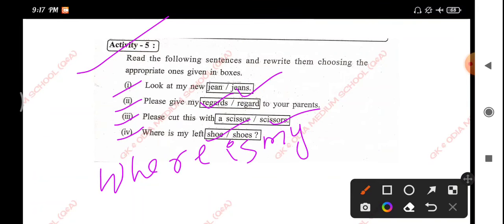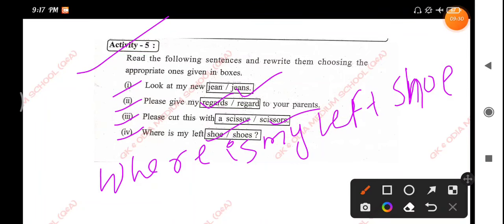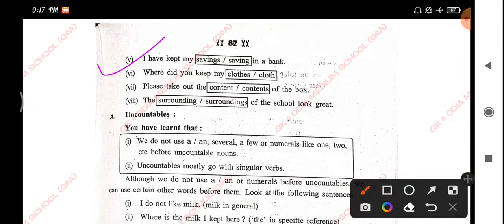Shoe. Write like this: Where is my left shoe? V. I have kept my savings or saving in a bank. Savings. VI. Where did you keep my clothes or cloth? Clothes. VII. Please take out the content or contents of the box. Contents. VIII. The surroundings of the school look great. Surroundings.